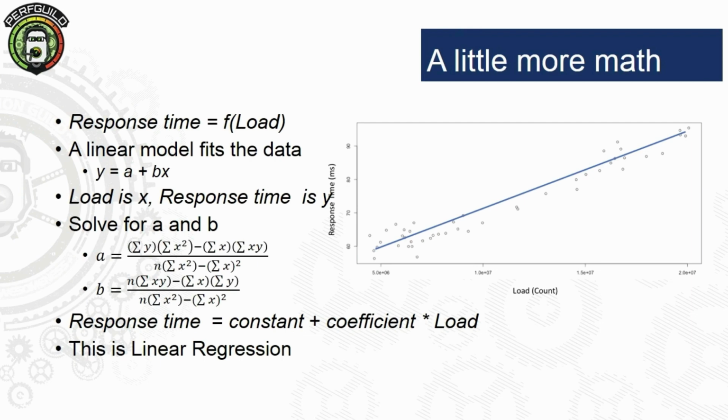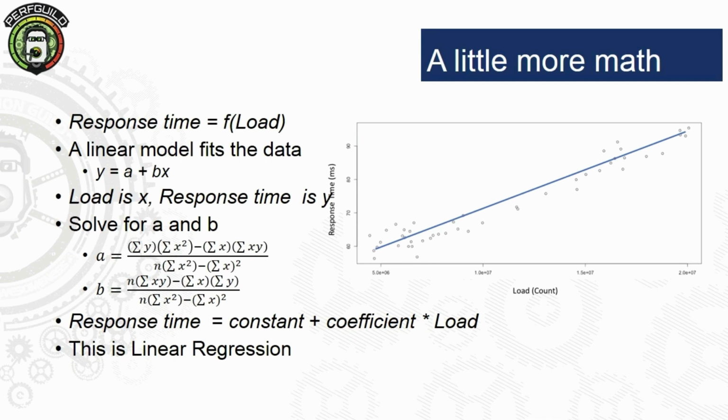So now what we have to do is solve for A and B. Remember, x is our load and y is our response time. Each point of our data set or our training set is a pair of these values. For any value of a load, we have a response time that we measured. Now we solve for A and B using this formula listed here. And this process is called linear regression.